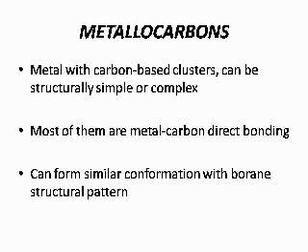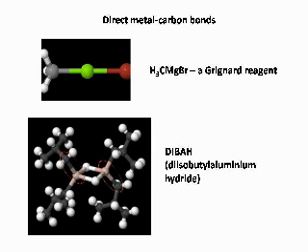Metallocarbons. Metallocarbons are metals with carbon-based clusters, and they can be structurally simple or complex. Most of them have direct metal-carbon bonding, and they can form conformations similar to the boron structural patterns. These are the examples given here. This is the simple one, which is actually a Grignard reagent, methyl magnesium bromide. Another catalyst similar to a Grignard reagent is called DIBAL. It is also an aluminium, and also carbon based.